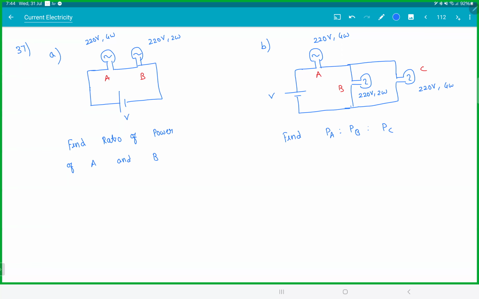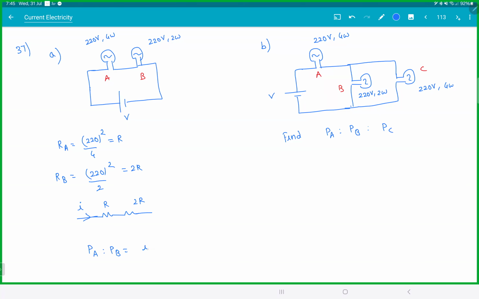Let's see the first one. Now see, when you solve these kinds of questions, forget about the bulb, forget about the voltage, just look at this. What is the resistance of A? 220 square by 4. So if I call this R, what is the resistance of B? 220 square by 2, so this should be 2R. So indirectly, what you have given me is a circuit with two resistors, R and 2R. Since both of them are in series, the same current flows. So power in A is to power in B. Now I don't care about the value of I either, because all I want is a ratio. I square R is to I square 2R, so 1:2. Bulb B will glow brighter.